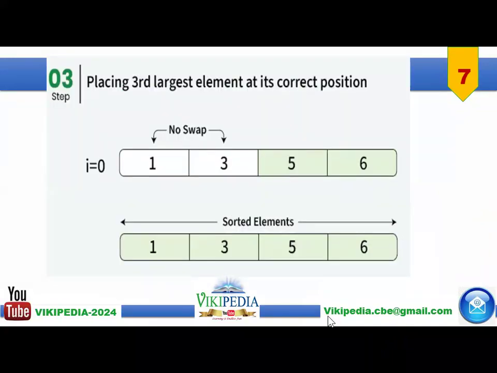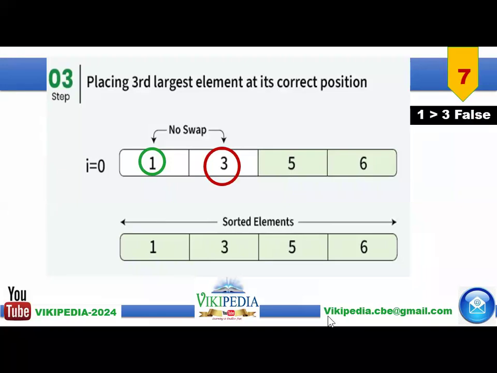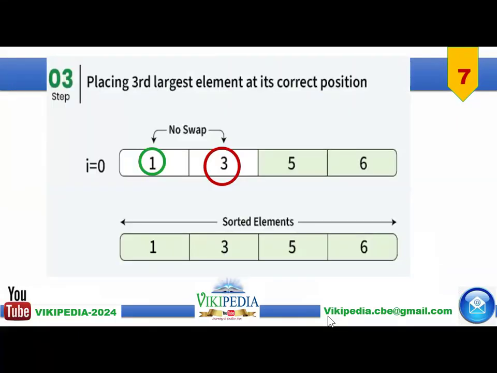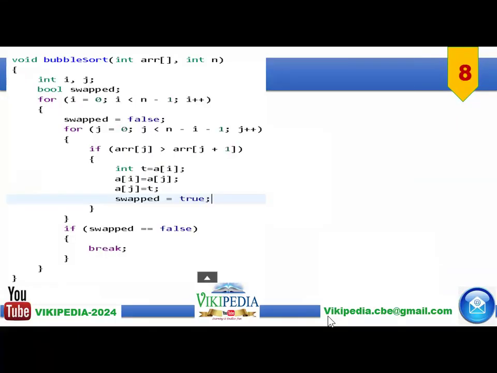In step 3, again we start from scratch, so i equal to 0 and its immediate next position, j equal to i plus 1. Now 1 and 3: is 1 greater than 3? False. So we do not swap it, and this part is now sorted. Now, this is the algorithm for it.